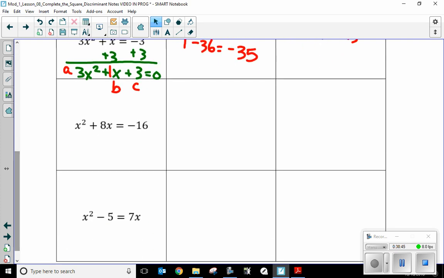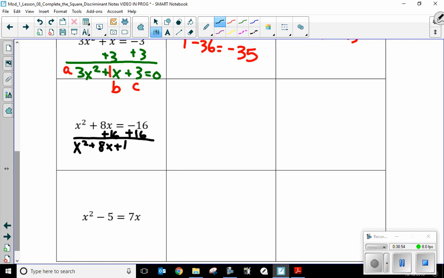All right, on to the next one. I'm going to add 16 to both sides. And I've got x squared plus 8x plus 16 equals 0. Very good. And my A is 1, my B is 8, and my C is 16.